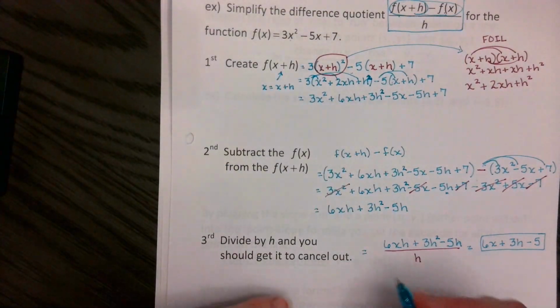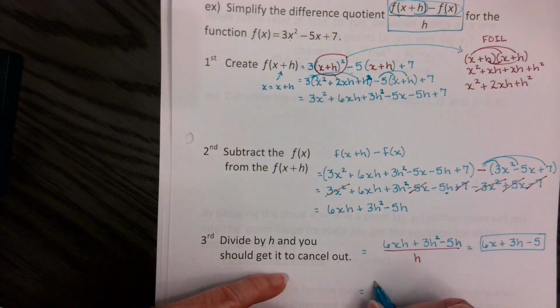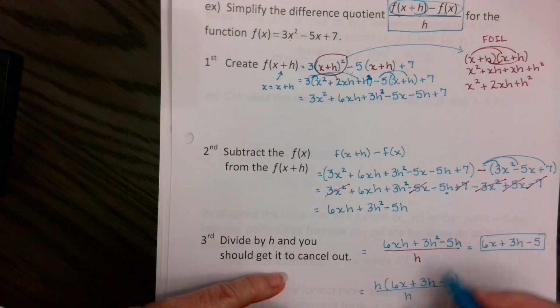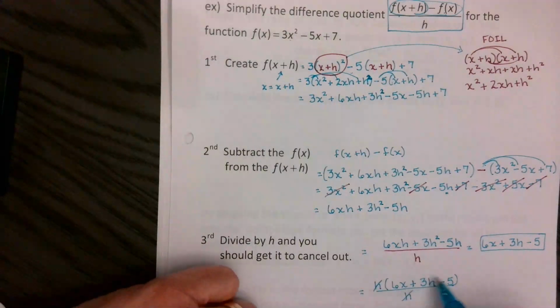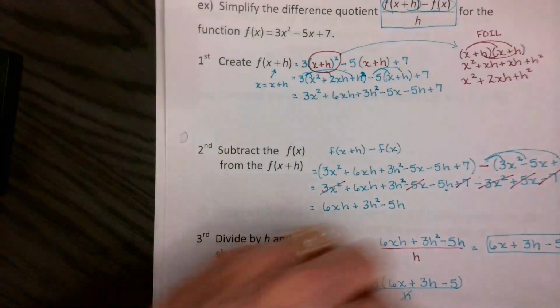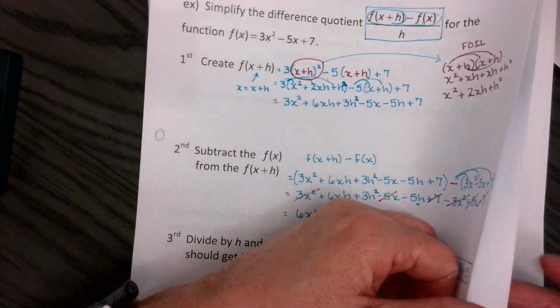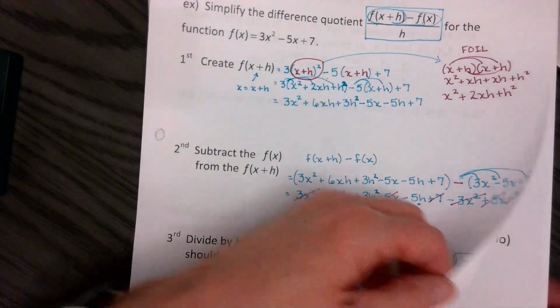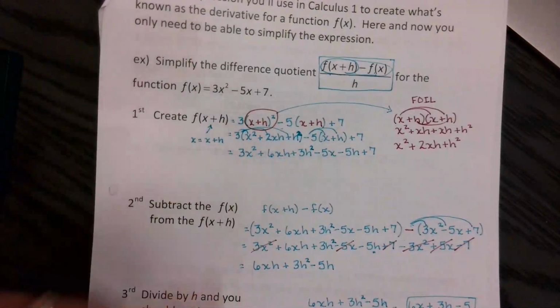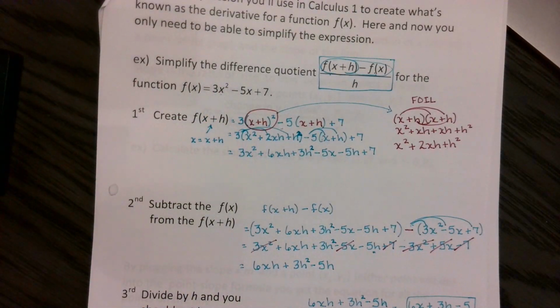The other way you could have done it is you could have factored out an h in the top and got this all over h. Then my h's cancel, and I'm still left with 6x plus 3h minus 5. And I think that is done. This problem here will definitely be on your test. You will have one. I'll just change this function. It's the same steps though.